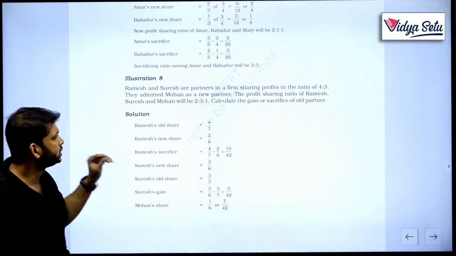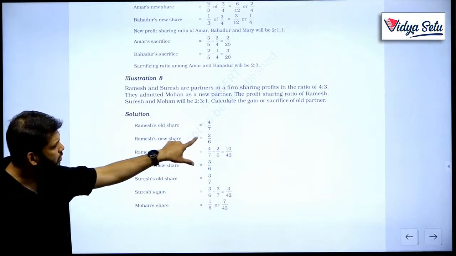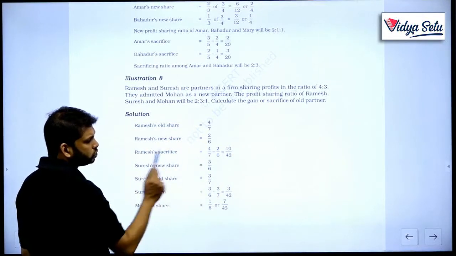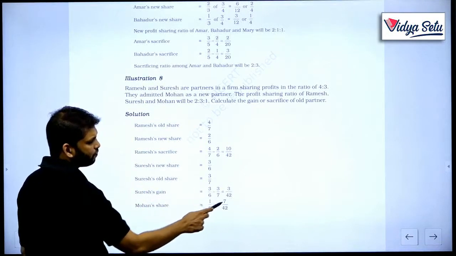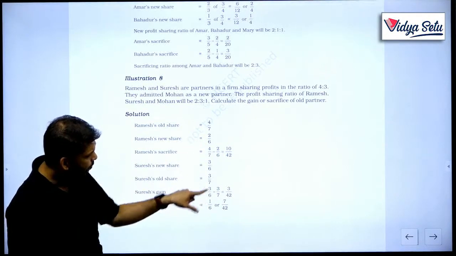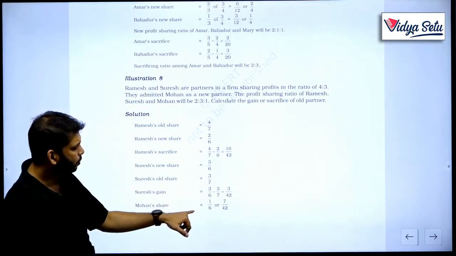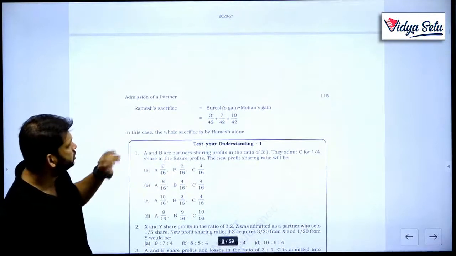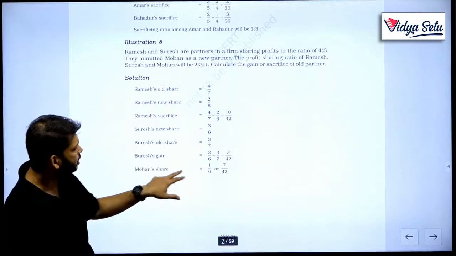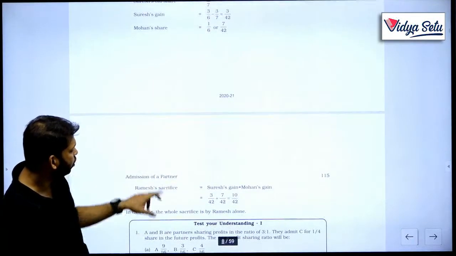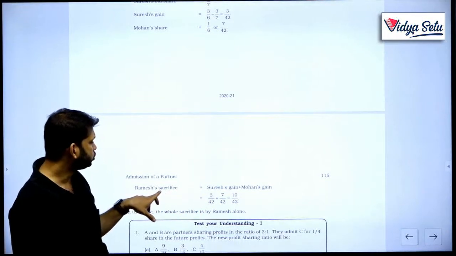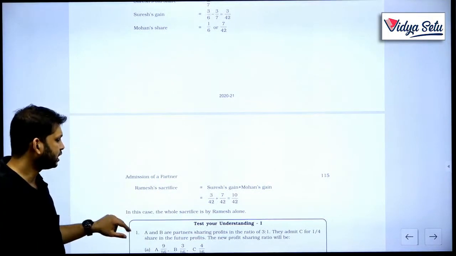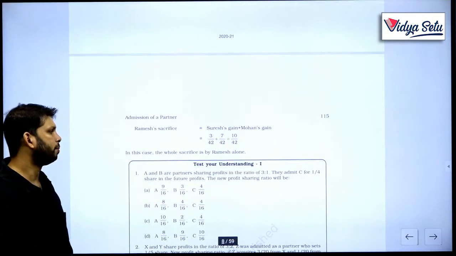Ramesh's old share is 4/7 and his new share is 2/6. We can find his sacrifice, 10/42. Suresh's old share is this and Suresh's new share is this. Again, we can find his total sacrifice. So it is 10/42 and 3/42. Mohan's share is 1/6, and we'll also make it with denominator 42. Whatever sacrifice is made by Ramesh and Suresh is gain for Mohan. So Ramesh's sacrifice equals Suresh's gain plus Mohan's gain, so this plus this plus this. In this case, the whole sacrifice is by Ramesh alone.